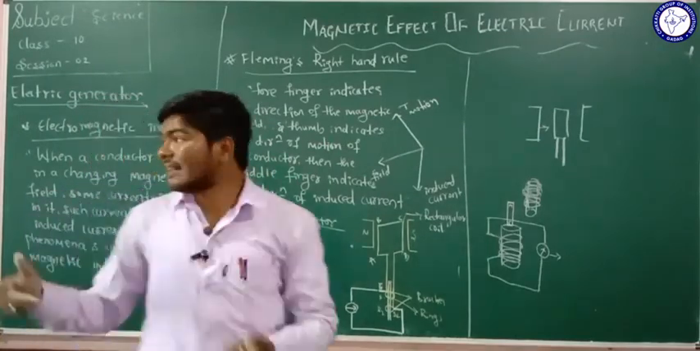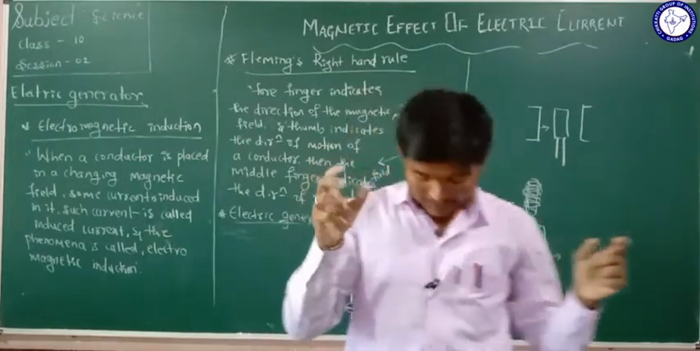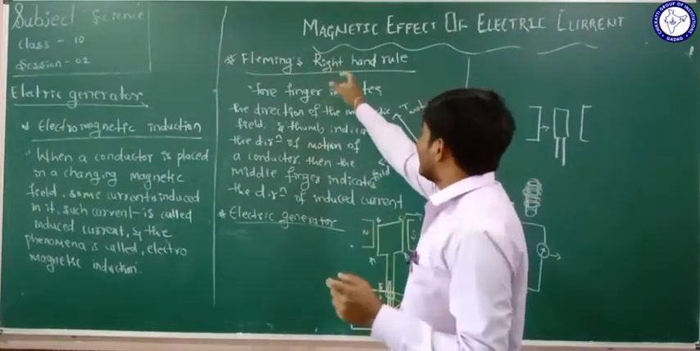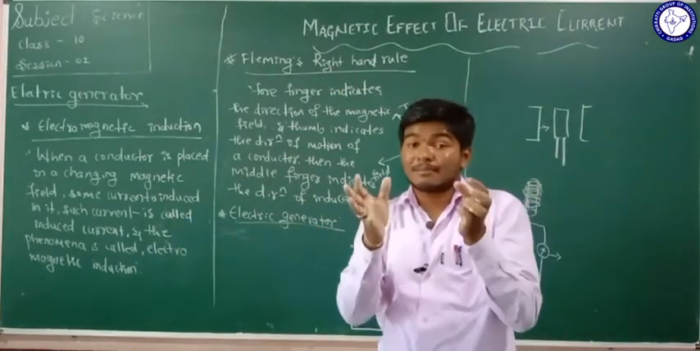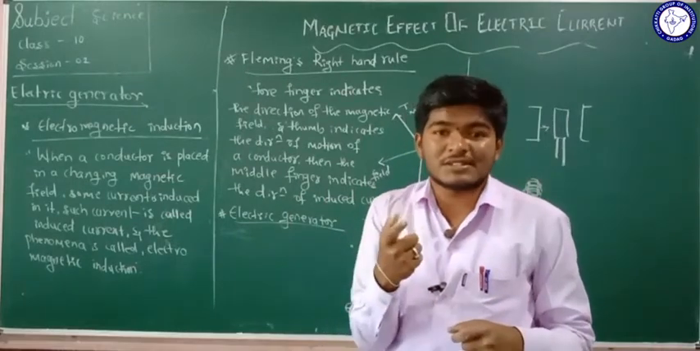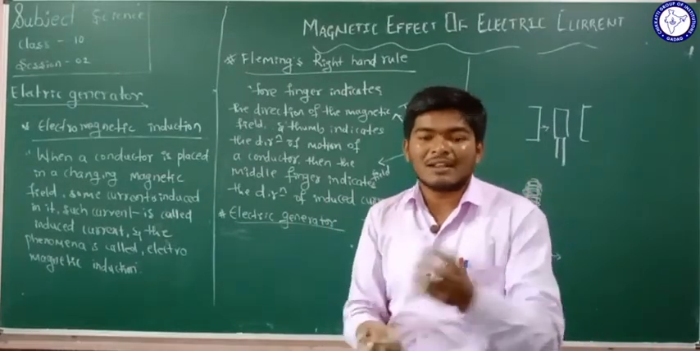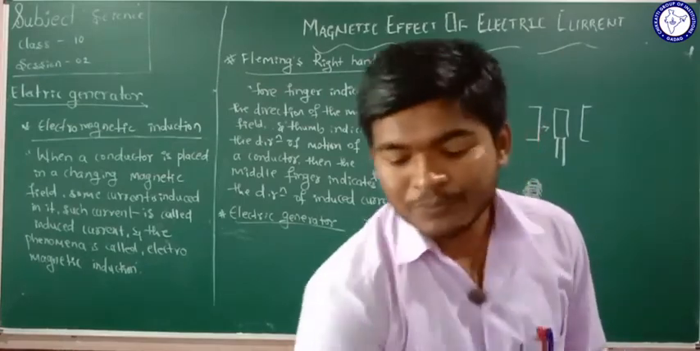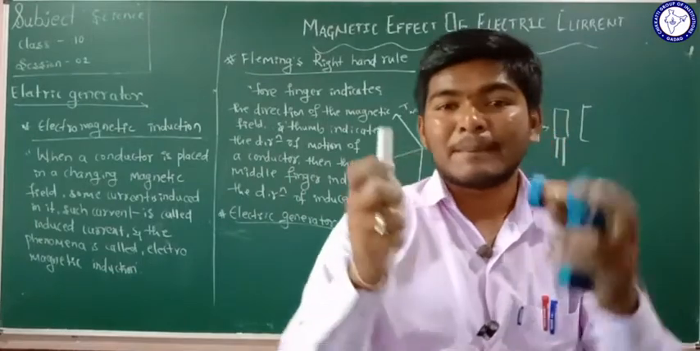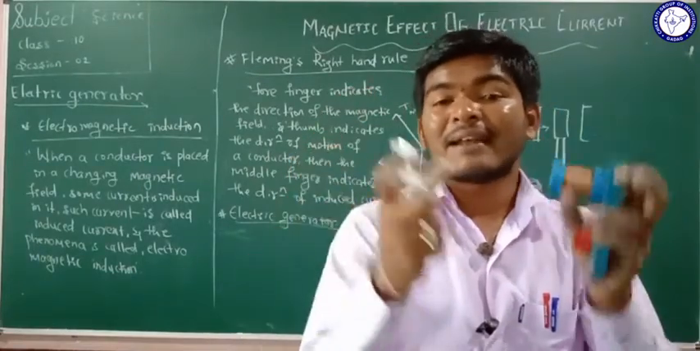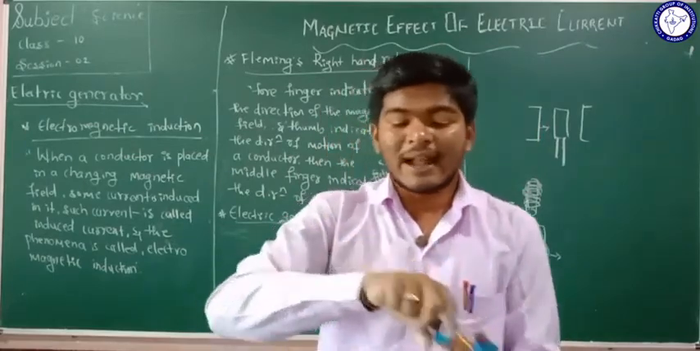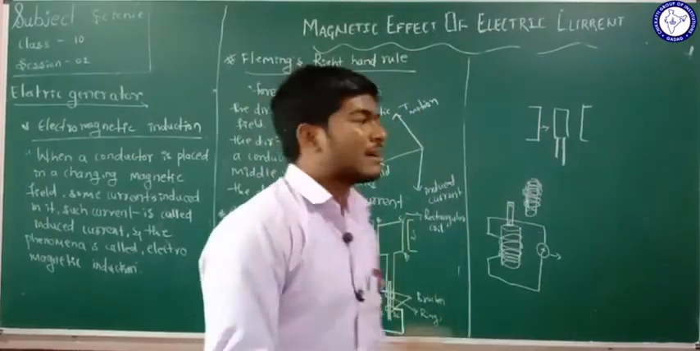In the example, the conductor is stationary and the magnetic field changes, but in the electric generator the magnetic field is constant and the conductor continuously moves. So it is the opposite of the experiment we did here. What happens in the electric generator is that they keep the magnetic field fixed. The magnetic field is stationary here, but the conductor continuously moves. That will be explained with the help of Fleming's right hand rule.